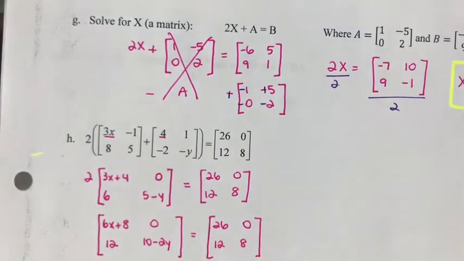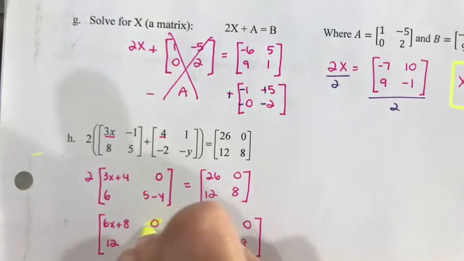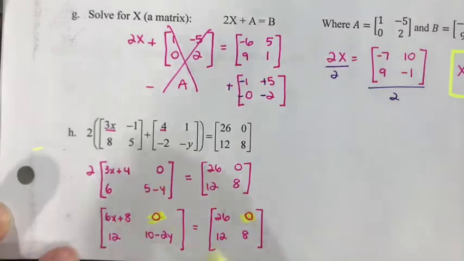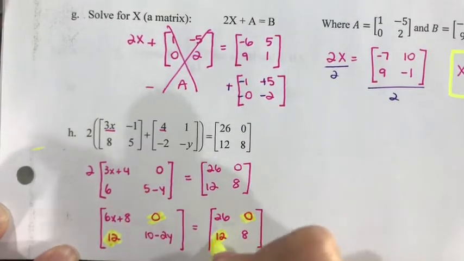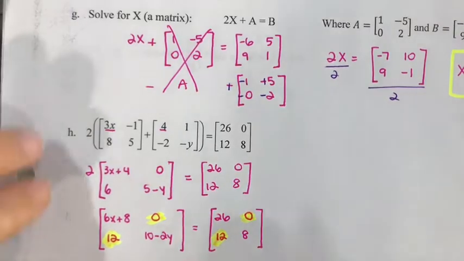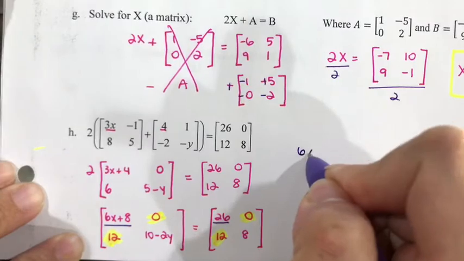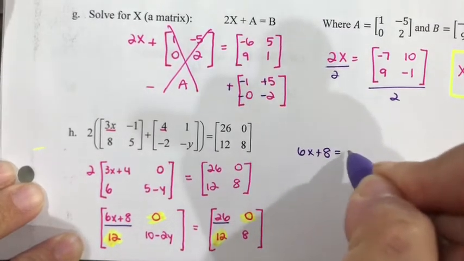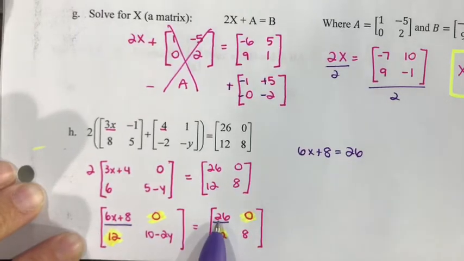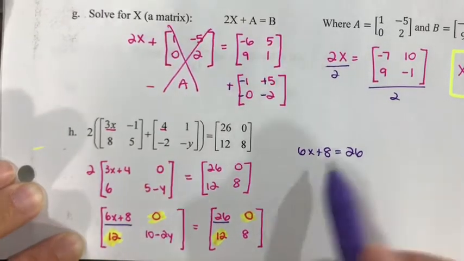Okay, now one thing I want you guys to notice is that the top right is equal to the top right. That's good. That's what we're looking for, okay? Bottom left is equal to the bottom left. Great, we know that they have to be equal to each other. Now, I know that 6x plus 8 has to equal 26 because the top left entry has to equal the top left entry. So we just set them equal to each other.